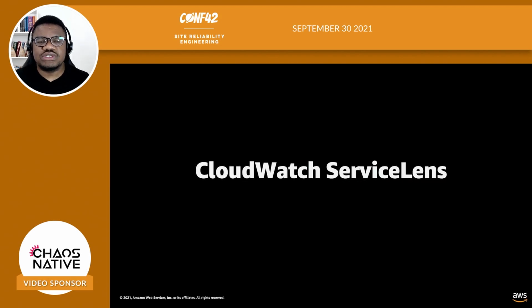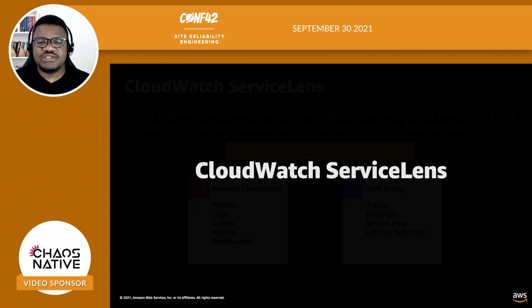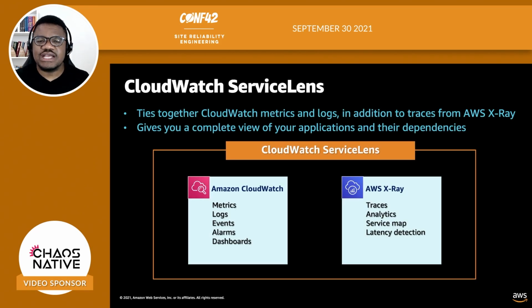Let's look at CloudWatch ServiceLens. CloudWatch ServiceLens is really the service that ties all this together. It provides a single pane of glass where you can visualize your CloudWatch metrics and logs in addition to all the traces from AWS X-Ray. It gives you a complete view of your application and its dependencies, and you'll be able to drill down to the next level of detail that you need to troubleshoot or identify where an issue might be going on within your system.